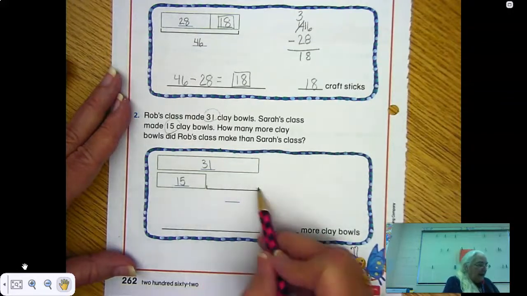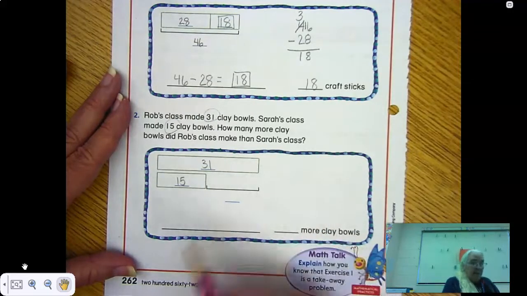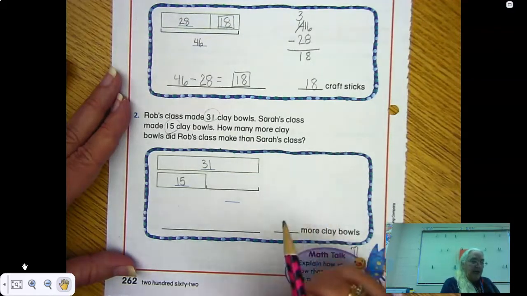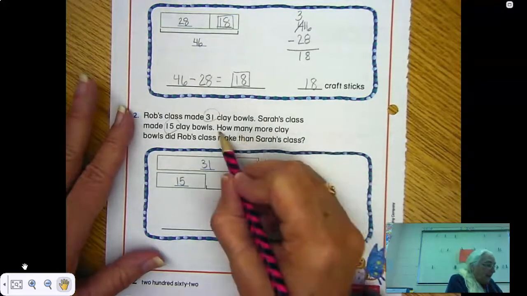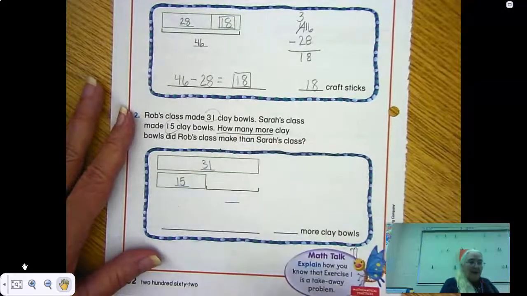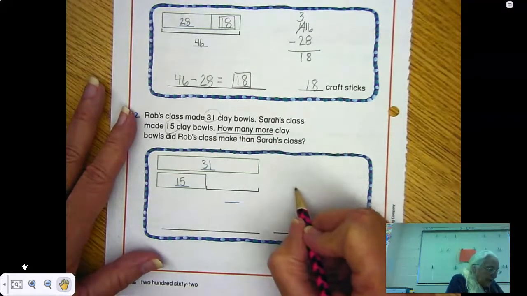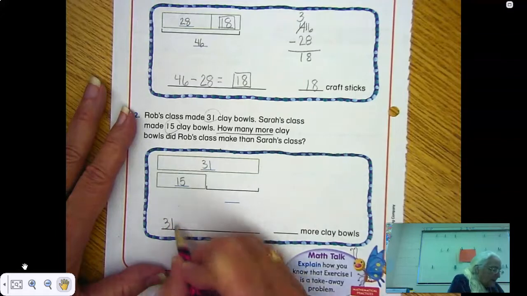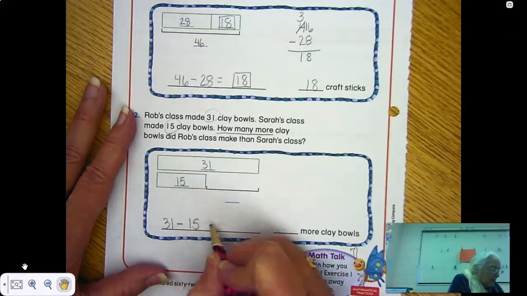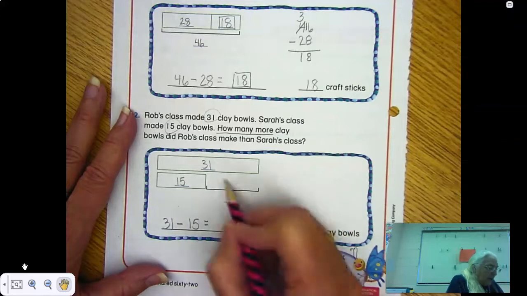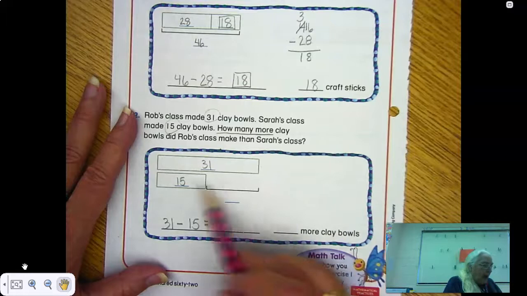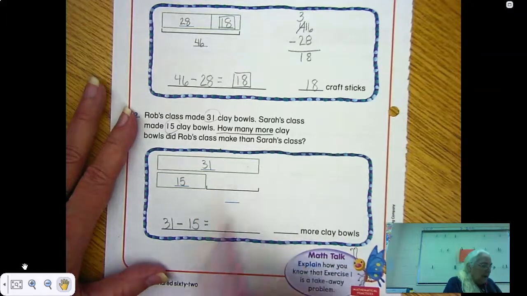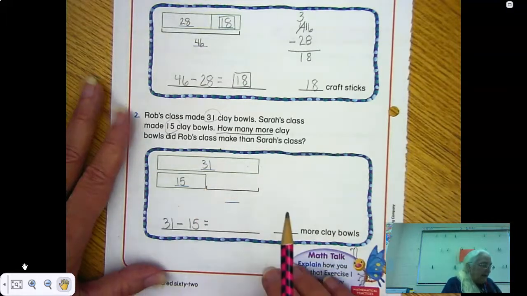So I need to find out what the difference is between these two classes. To find a difference, how many more, how many less, what's the difference? I do subtraction. So I'm going to start with the larger number first, subtract the smaller number, and whatever's left over is that part right there. That's the difference between how many more clay bowls Rob's class made than Sarah's.